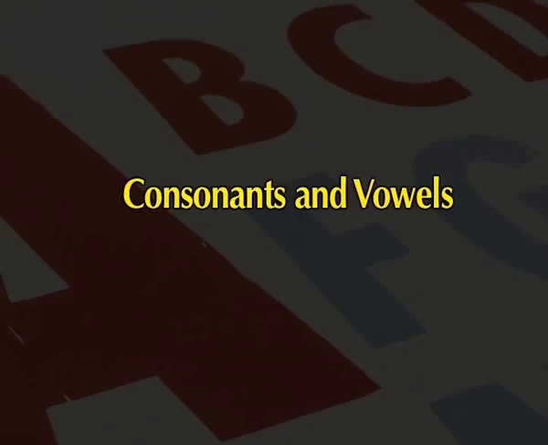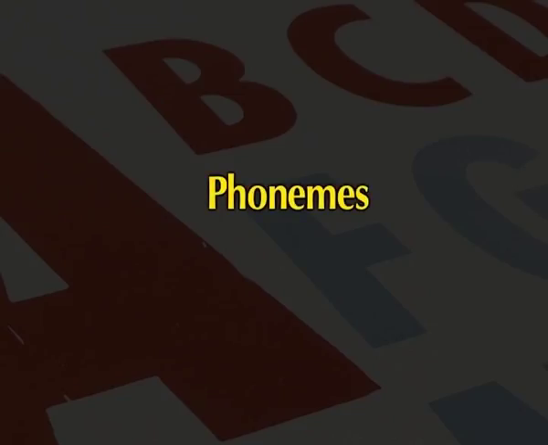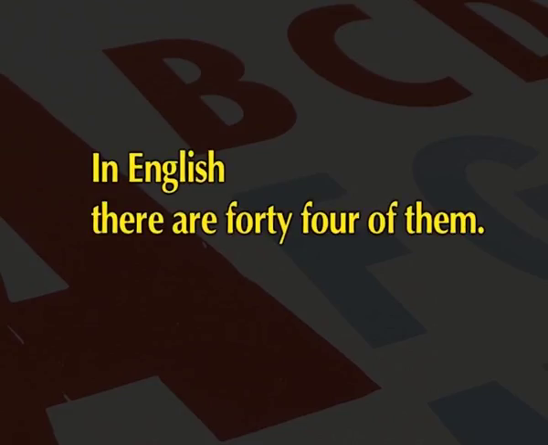The sounds used in English are grouped into consonants and vowels. These are organized into syllables in a quite definite and systematic way. The most basic elements in the articulatory system are the phonemes. In any language, there are a definite and usually small number of phonemes. In English, there are 44 of them.